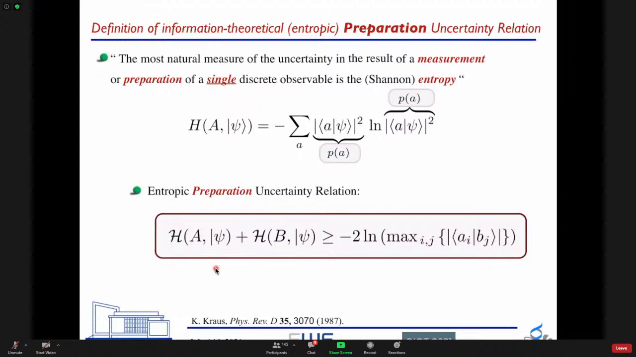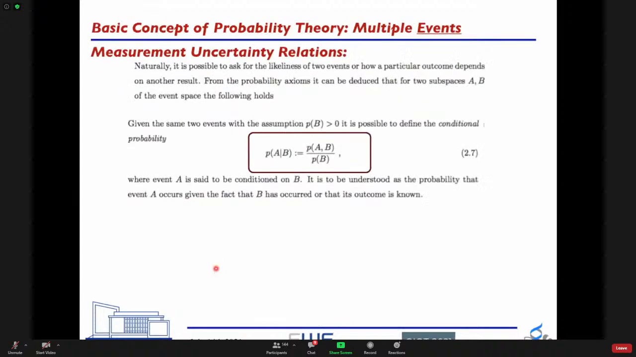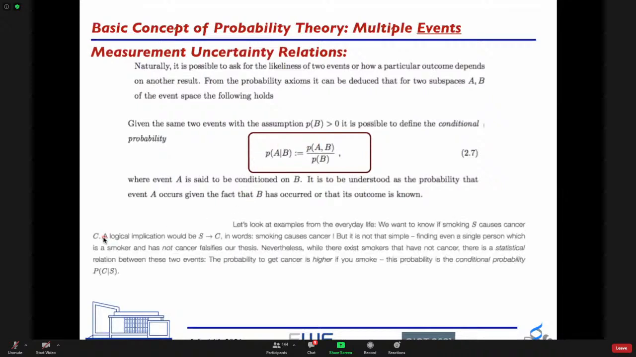But again, now we are still on the side of the preparation uncertainty relations, but we want to translate this into measurement uncertainty relations, meaning that we have to analyze subsequent measurements. And this is the reason why we need to have a look at multiple events of two subspaces A and B. And here the appropriate measure is the so-called conditional entropy or the conditional probability, which is simply expressed here.